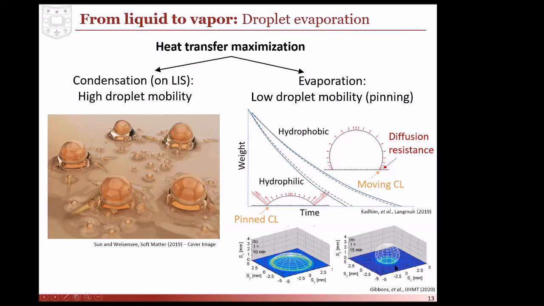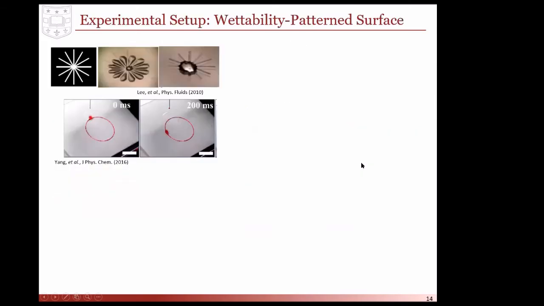So here the color code is heat transfer rate. Meaning that if we can pin the contact line and really create a large contact line density, we can potentially increase heat transfer rates. So we wanted to explore basically the overlap between hydrophilic and hydrophobic surfaces.